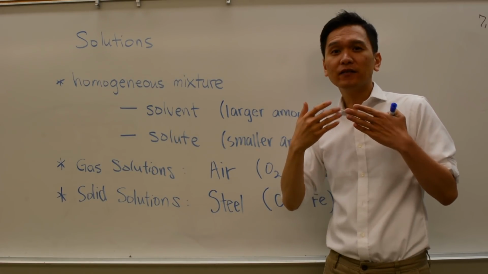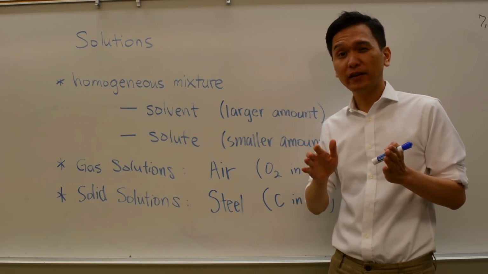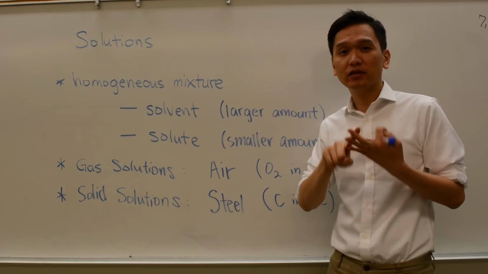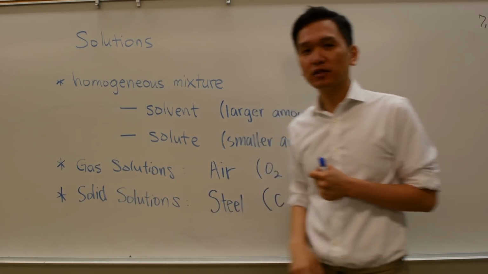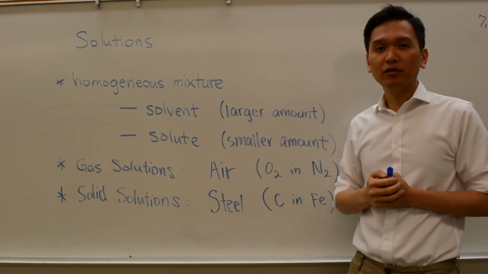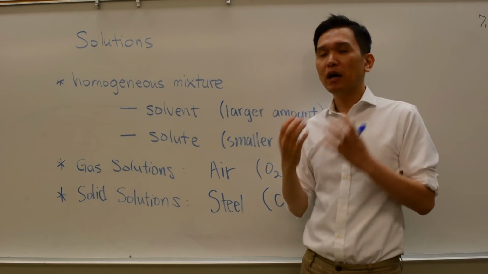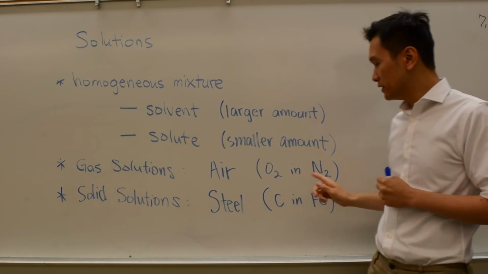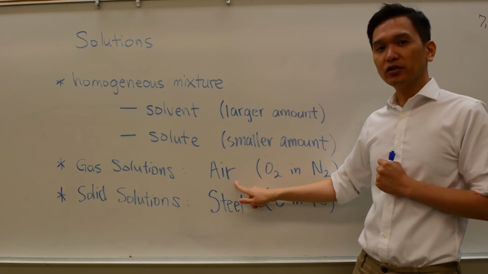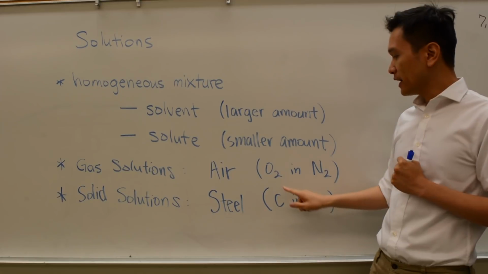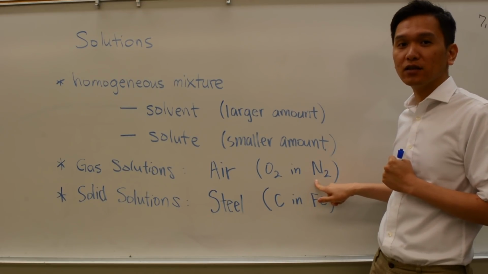Now there are different phases for a solution. They can exist on all three phases. They can be a gas phase, liquid phase, or solid phase. So for example, the gas solution, one prime example is air. Air is a mixture of different molecules. And the most prominent component of air is actually nitrogen, not oxygen. So we would say that air is a solution, a gas solution, that contains oxygen as the solute and nitrogen gas as the solvent.